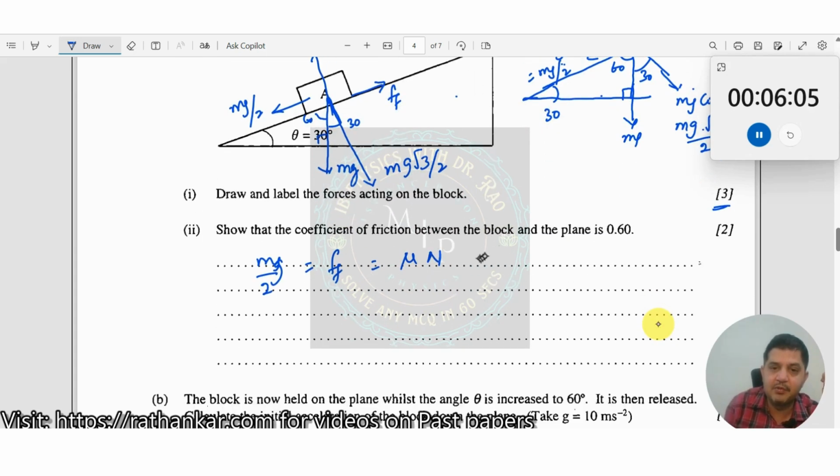So I can now substitute that. I can write this as mu times mg into root 3 by 2. Therefore this mg and this mg go away.